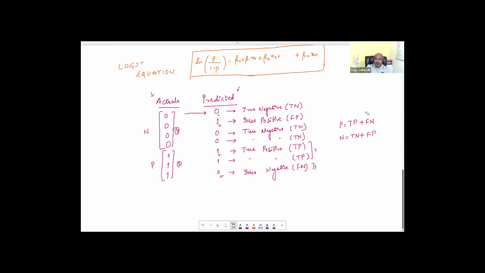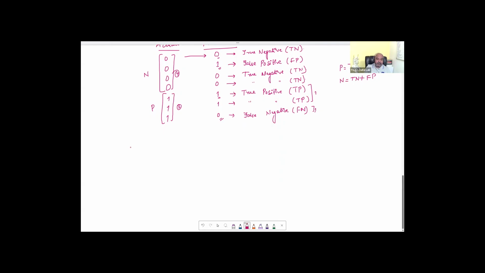Now, based on this, there are a couple of metrics that we need to know. The first metric that we come across is accuracy, which is AC. This is given by the formula TP plus TN divided by P plus N. That means the number of true positives plus true negatives divided by the total number of rows, or how many records we have predicted correctly divided by the total number of records.